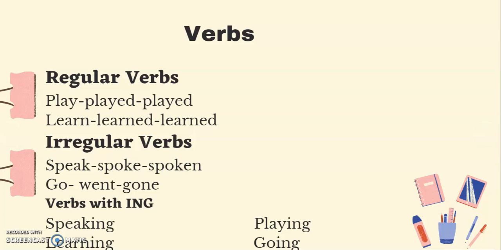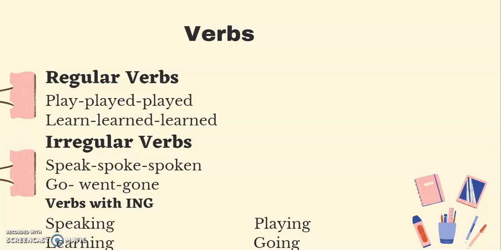And also we use irregular verbs. The irregular verbs, I have speak, simple present. Spoke, simple past. And spoken, past participle. I have the other, go, simple present, went, simple past, and gone, past participle.